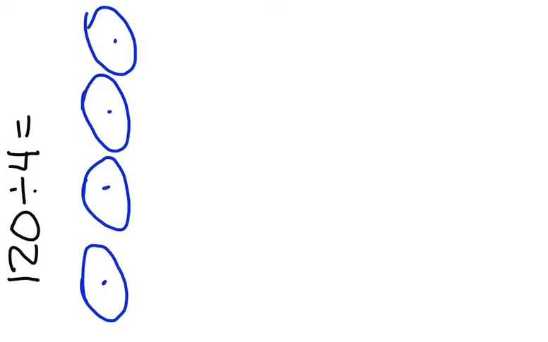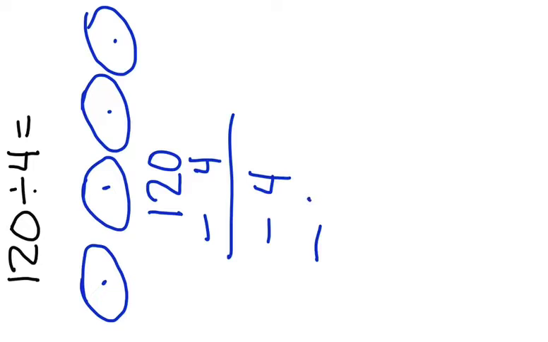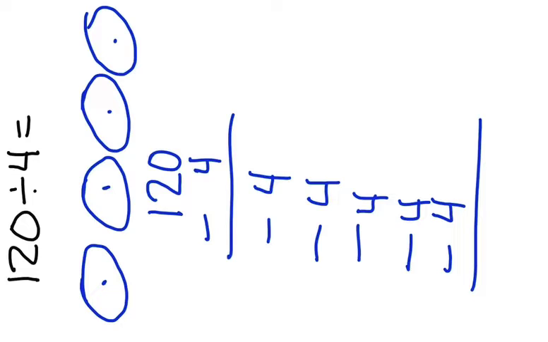How much will we need to put inside of each group to break up 120 evenly? We could do repeated subtraction. 120 minus 4 over and over and over and over and over again until we get our answer. Or we could use the partial quotients method. The problem we have here is 120 divided by 4, which would be the same as writing 120 divided by 4.